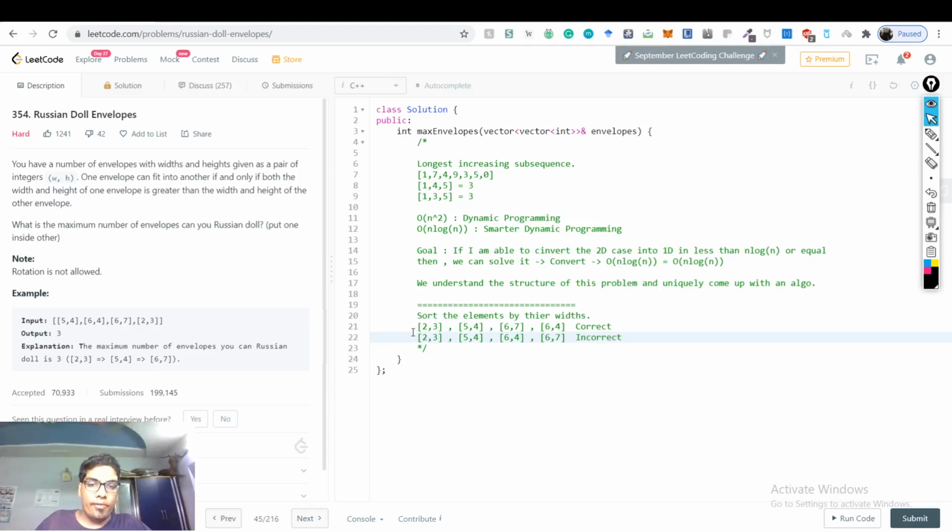So we sort the elements in ascending order for the widths, and if the widths are the same, then we'll want to sort the heights in descending order, right? So how do we do that?